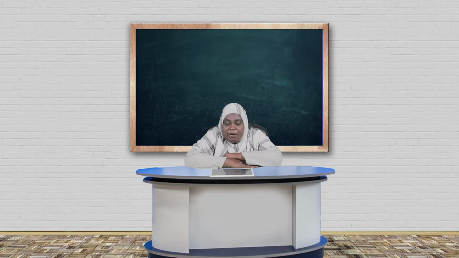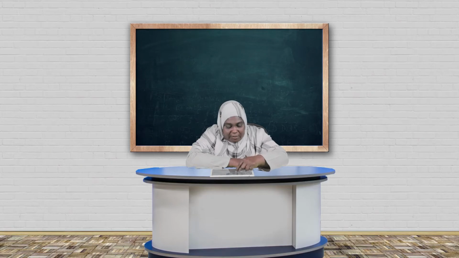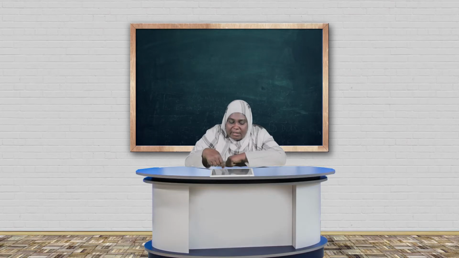Now look at these envelopes and postcards, 1, 2, 3, and 4. Answer these questions in your exercise book after you look at the postcards in your book, page 27. 1. Where did the letter come from? Look at the letter. 2. When were they posted? The letters. 3. Who is the postcard from? 4. Who is letter 1 for? 5. And what is Mr. Brown's address? You can answer these questions in your exercise book in writing.